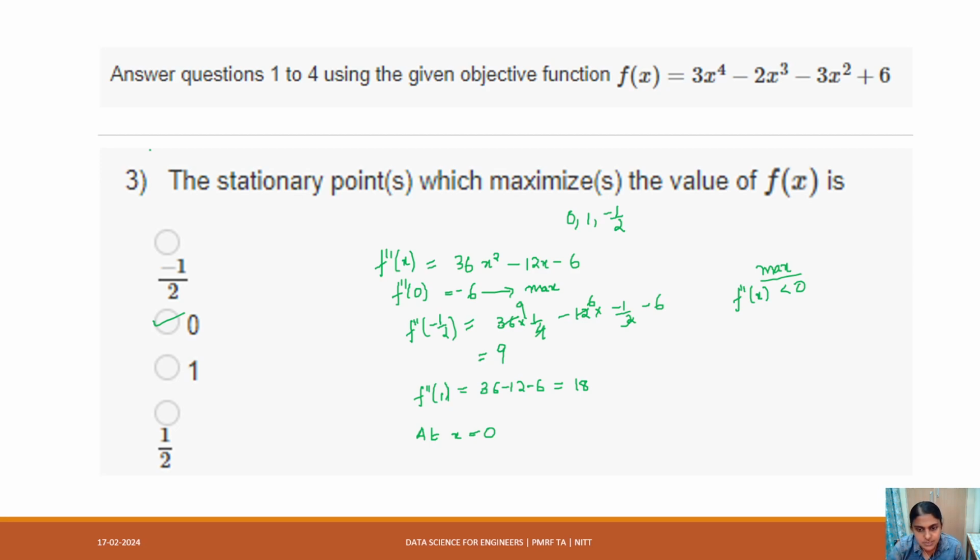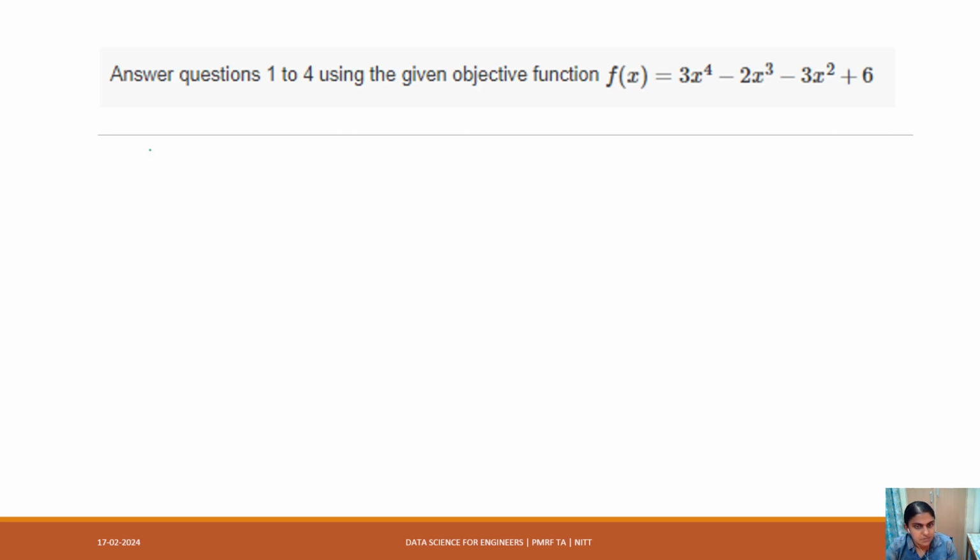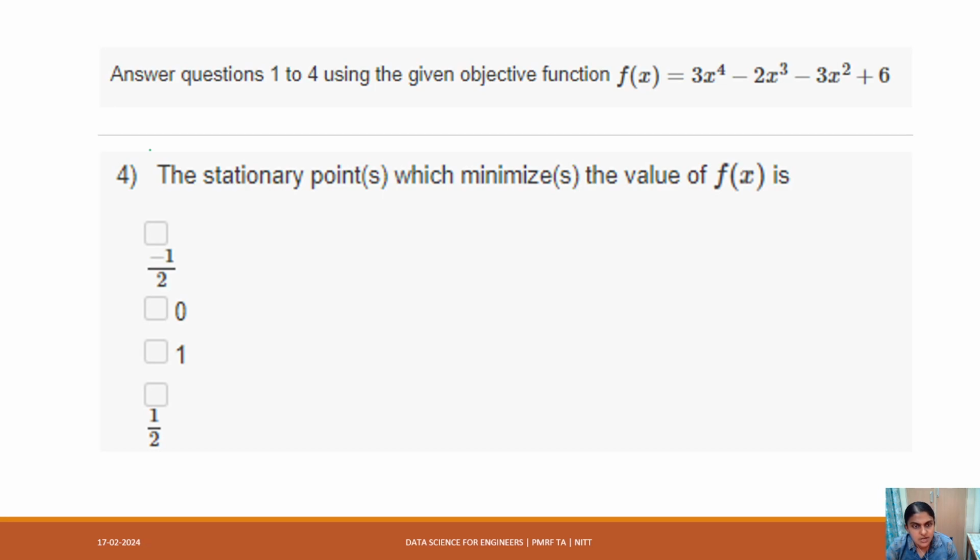So next question, you have already seen where the maximum comes up. Next question is stationary point which will minimize the value, okay. For that, let me rewrite the things. You got f double dash of 0 as minus 6, f double dash of 1 you got 18, and f double dash of minus 1 by 2 you got 9. So these 2 points are places where there will be a minimization.